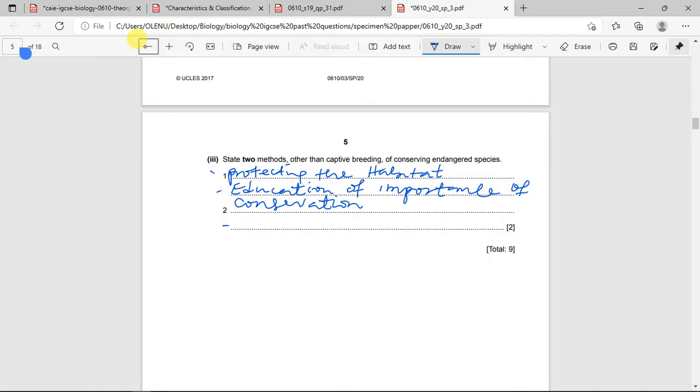Now the next here can be conserving. We can look at having seed banks.